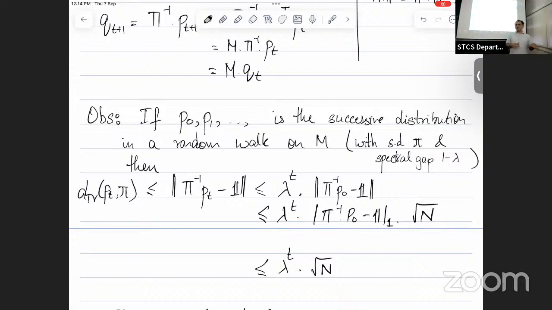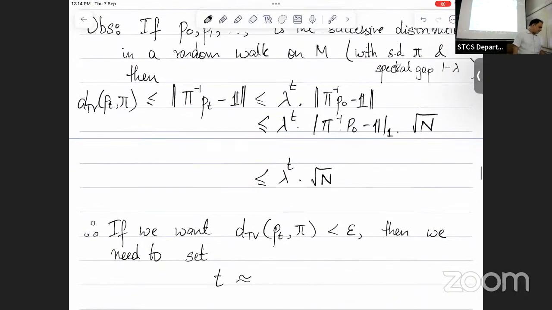So on the face of it, it looks like for the initial few steps, I can't quite say much. But after t is large enough, this total variation distance seems to be shrinking by a factor of lambda all the time. So this capital N is the number of vertices of the graph that we are dealing with.